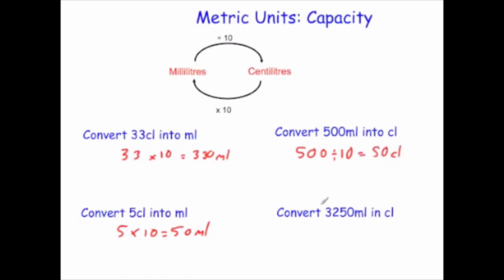And finally, convert 3,250 milliliters into centiliters. Again, to go from milliliters to centiliters, you divide by 10. So it's 3,250 divided by 10, which is going to be 325 centiliters. And that's it.